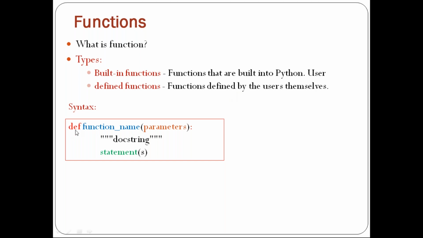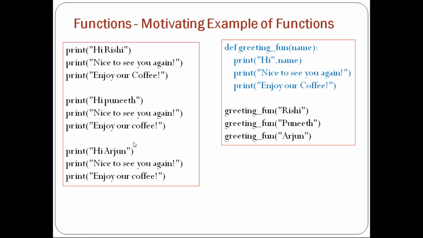The syntax for user-defined functions is def. Def is the keyword, followed by the function name, the parameters followed by a colon, and we can have a docstring followed by a set of statements. Let's have a simple motivation for why we need functions. Let us say we have three friends here, and I would like to greet them. The first friend is Rishi. I would like to greet him like, hi Rishi, nice to see you again, enjoy your coffee.